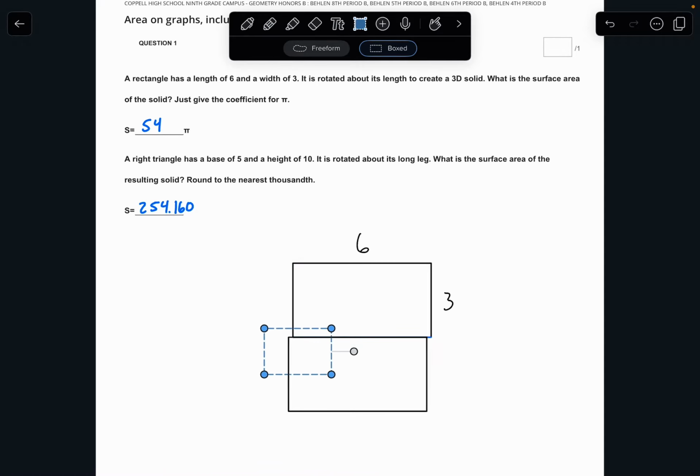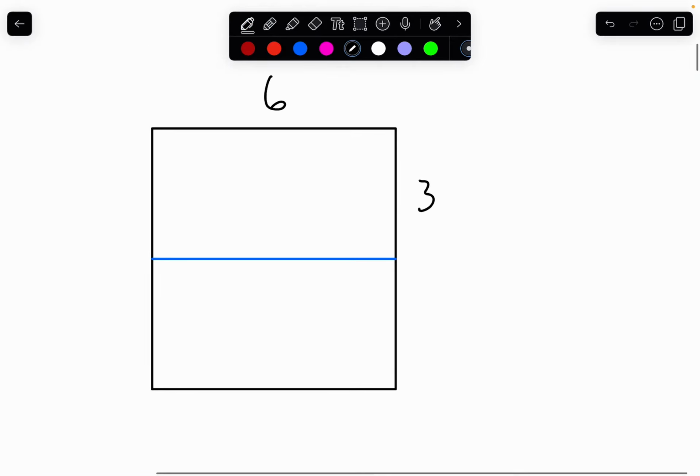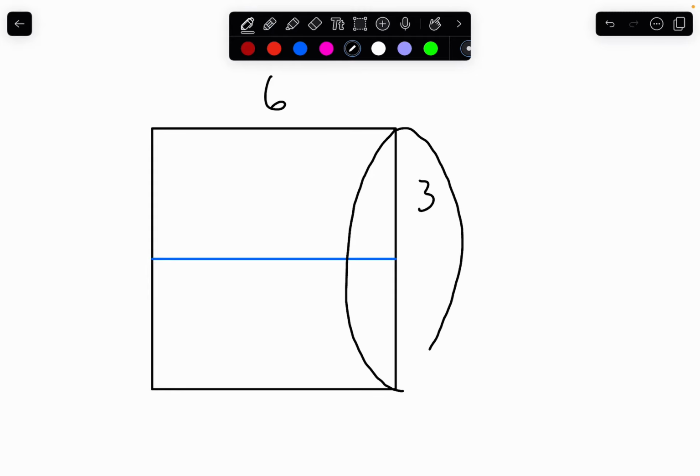So what you do is you draw the reflection on the other side of the axis. And I'll highlight it blue again. And you connect the opposite vertices with a circular motion. So you go circle, circle, circle. It's spinning around that axis.